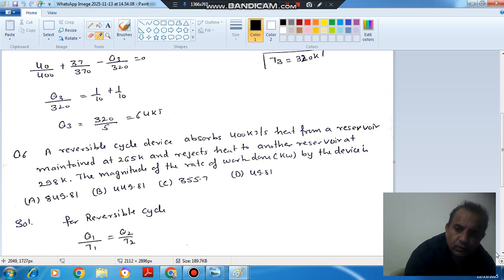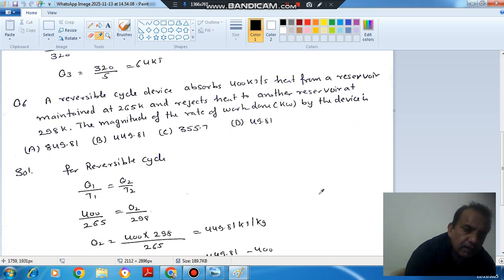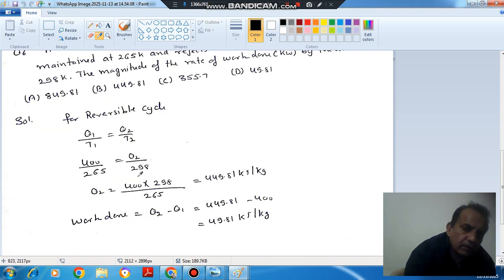So here for a reversible cycle, again we have the Clausius inequality. If Q2 is heat rejected, then it will be negative here and positive here. So Q1 by T1 is equal to Q2 by T2. Q1 is your 400 and T1 is 265. Q2 is unknown and T2 is your 298. So Q2 comes as 449.81 kilojoules per second. So now we have Q1 and Q2.